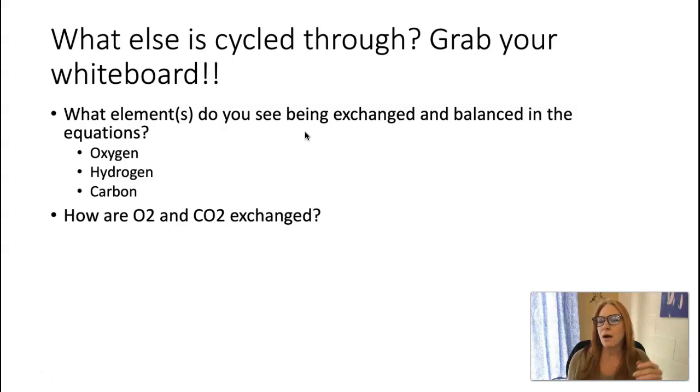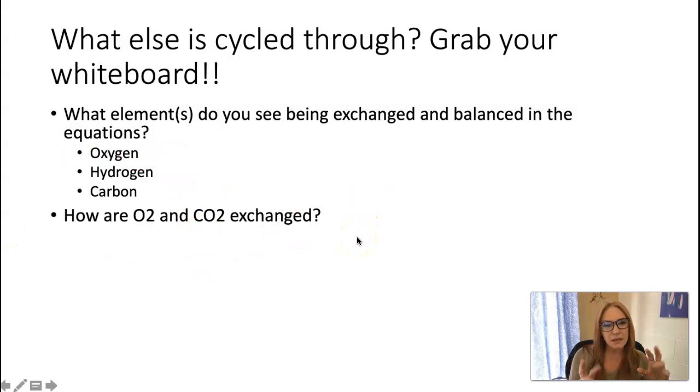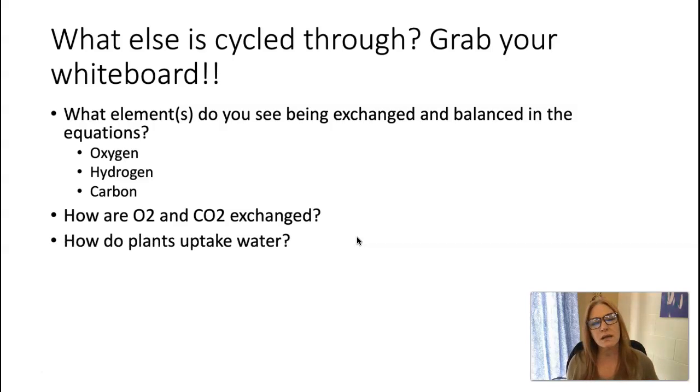In what way are oxygen and carbon dioxide exchanged? And I guess by what way, I mean, what state of matter are they in for the most part when they are being exchanged? Go ahead, pause me. Write down what you think I mean. Are you back? Okay, good. Mostly we see those exchanged as gases. Oxygen and carbon dioxide are mostly exchanged as gaseous states of matter, right? Okay, so now here's another question.